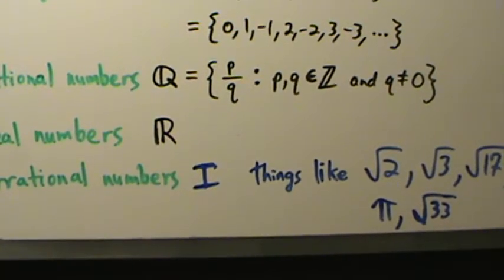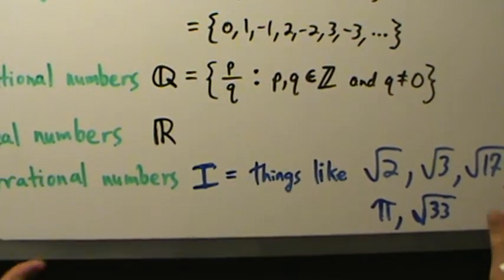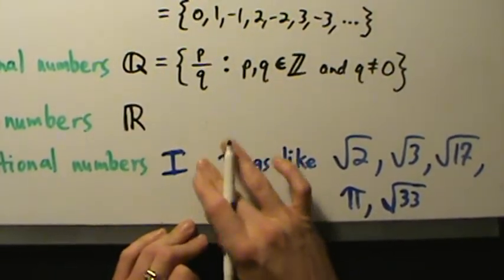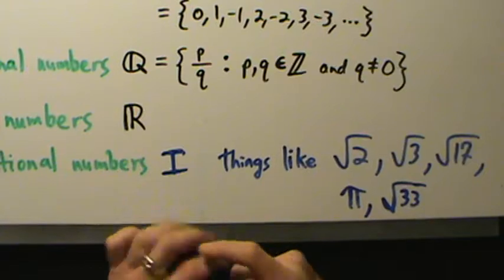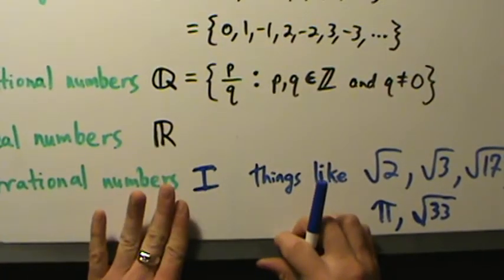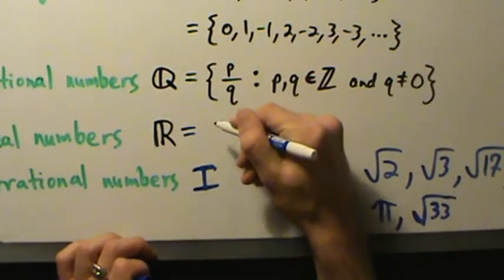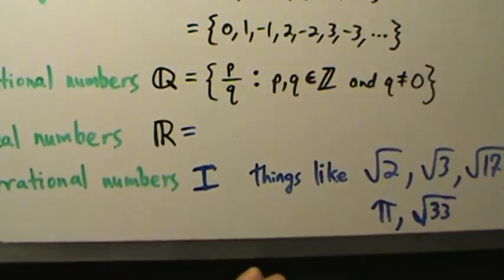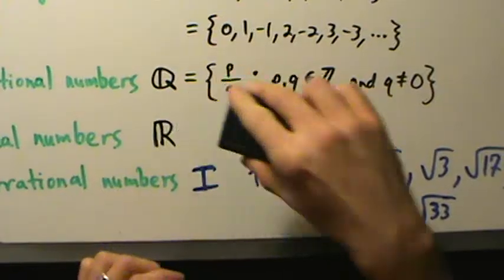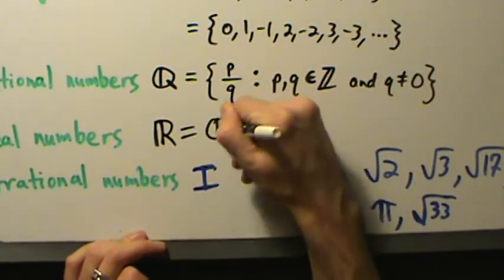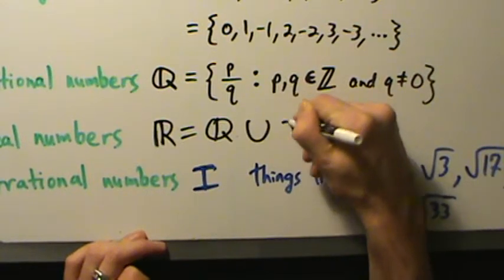So that's what an irrational number is. The irrational numbers are the set of all things like that. It's not really a good way to describe the set, but it's harder to describe the irrational numbers and the real numbers. Basically, the real numbers are all of the rational numbers. Let's keep the colors consistent at least. So all of the real numbers is all of the rational numbers union with the irrational numbers.